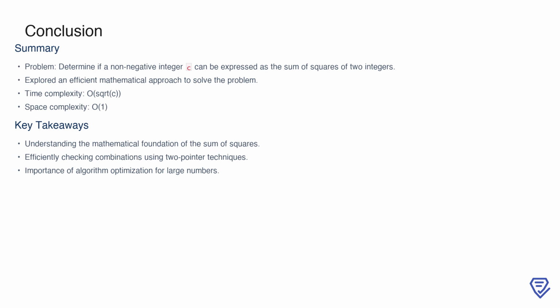To recap, we explored the problem of determining whether a number can be expressed as the sum of two squares. We reviewed an efficient algorithm with optimal time and space complexity. Remember to practice similar problems to strengthen your understanding.